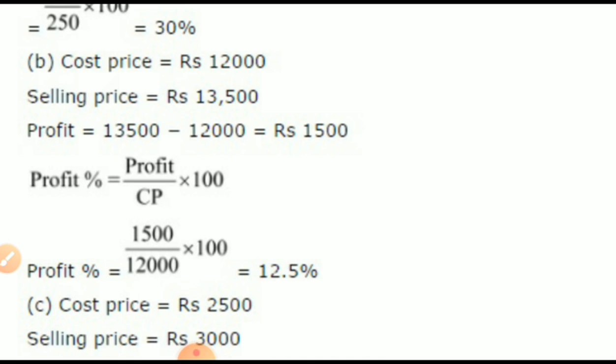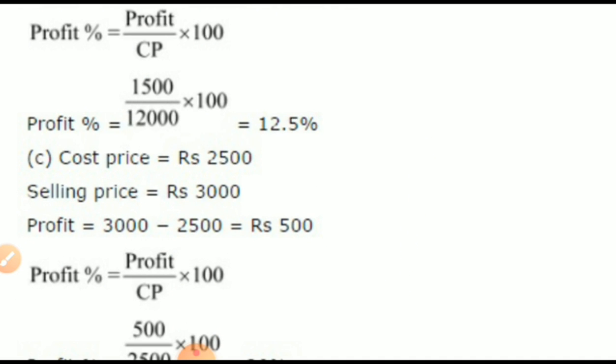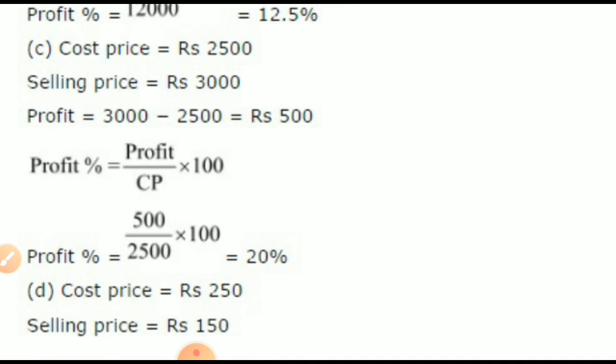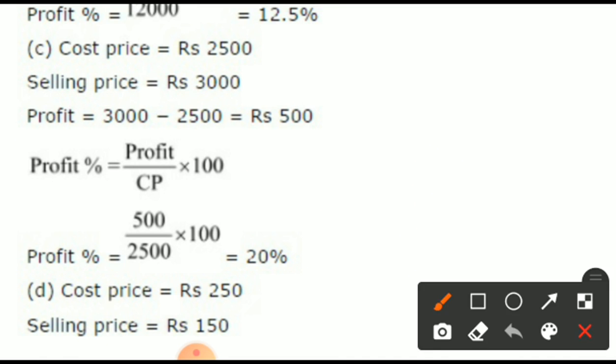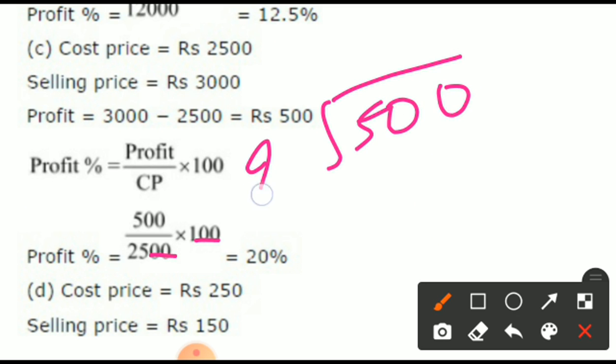Easy. Cost price is equal to 2,500. Selling price is equal to rupees 3,000. Yes, my dear student, 3,000 minus 2,500 will give you rupees 500. And you know the simplification of this one. Yes, want to do? Yes, right, no problem. These two zeros will cut out. Whatever is left here, 500 divided by 25.